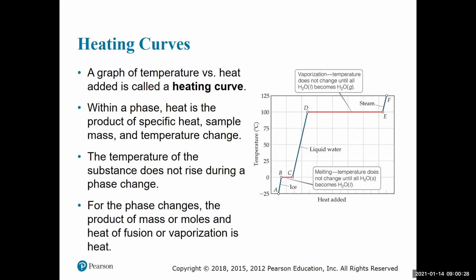And so for the phase change, it's the product of mass or moles and heat of fusion or heat of vaporization, depending upon what you do. So depending upon which thing you're doing, you have a different constant that you'll use. And we'll see the differences here in a moment. Any questions on this?